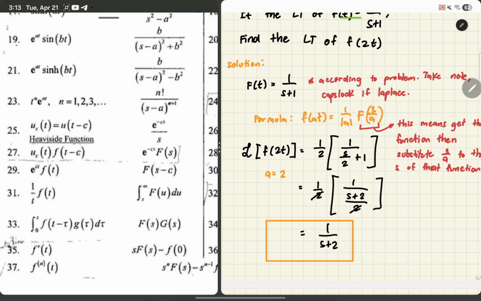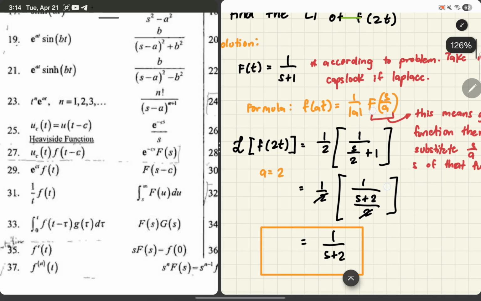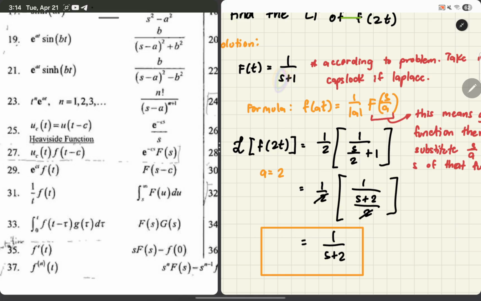Now identify first what is a. So our a is equal to 2. Therefore, it will become 1 over 2 based on our formula times the Laplace transform, which is already given, 1 over s plus 1. And recalling, the s should be changed into s over a. Therefore, it became s over 2.